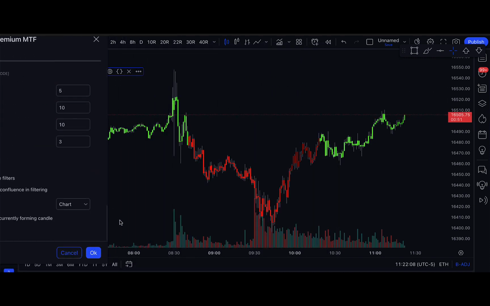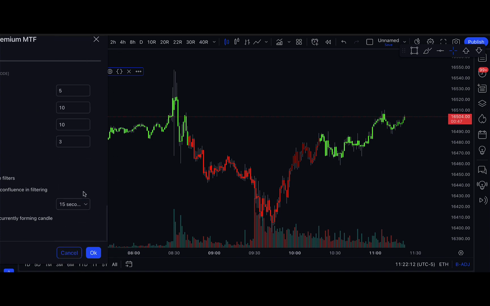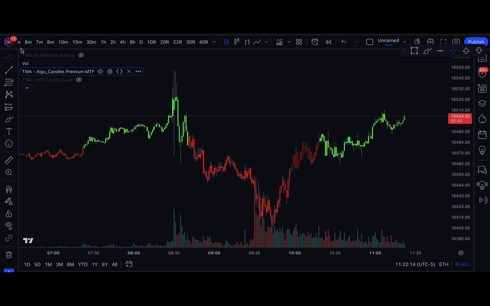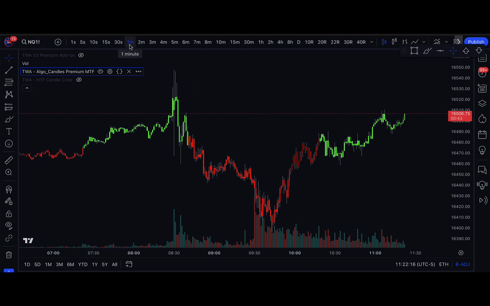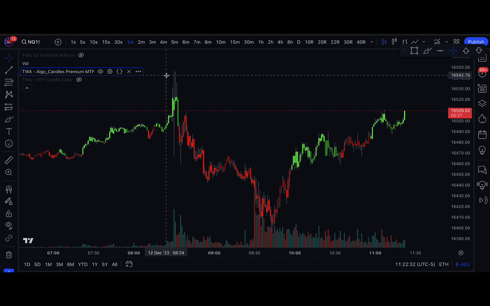We can come down here and you can change it to 15 seconds. So even though we're on a 1-minute chart, you can have candle coloring from a 15-second. This wouldn't have been possible before, but now it's possible. So this got you in even sooner. This turns even sooner.